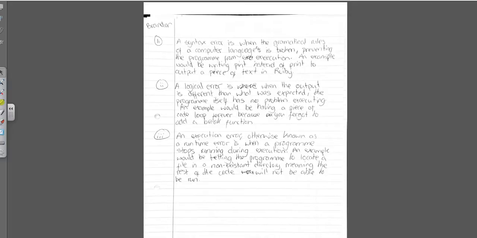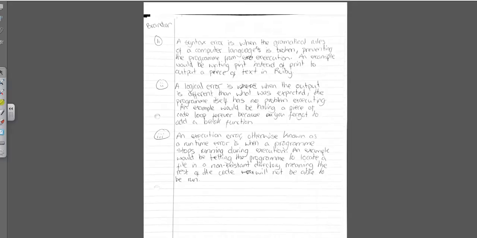Okay, excellent. Logical error is when the output is different than what was expected. The program itself has no problem executing. An example would be having a piece of code loop forever because you forgot to add a break function. No, that would be an execution error. So I'm going to lose a mark there. Different than expected. So you've described a runtime error in a loop. That's not a logical error.